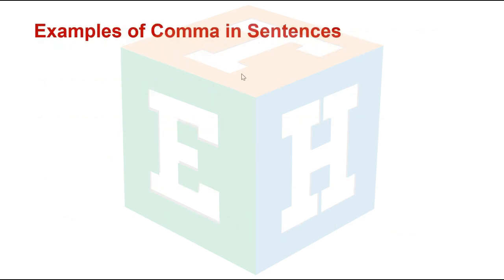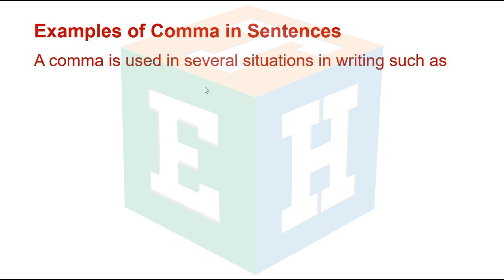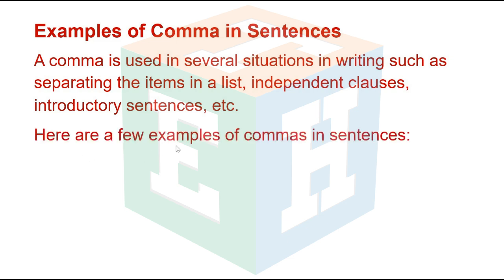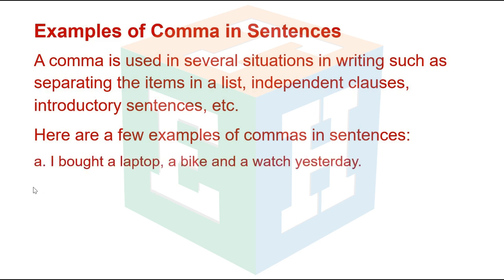Examples of comma in sentences. A comma is used in several situations in writing, such as separating the items in a list, independent clauses, introductory sentences, and others. Here are a few examples of commas in sentences. A, I bought a laptop, a bike, and a watch yesterday.